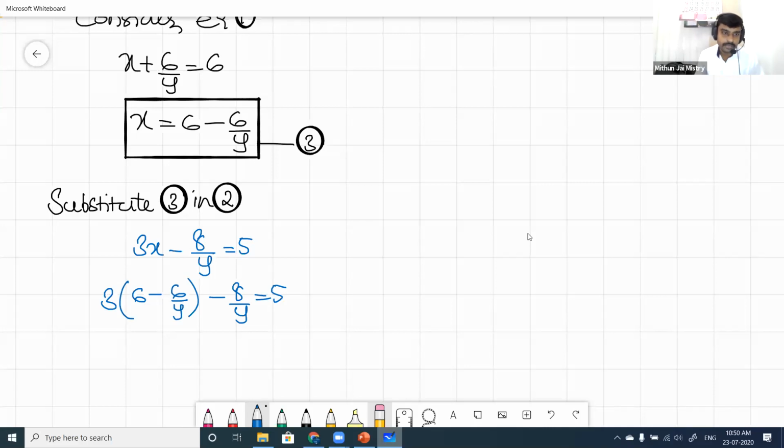How? Like this. 3 6 18. Then we have a minus 3 6 again it's 18, but this time by y, 18 by y. After that we have minus 8 by y, and then we have equals to 5.